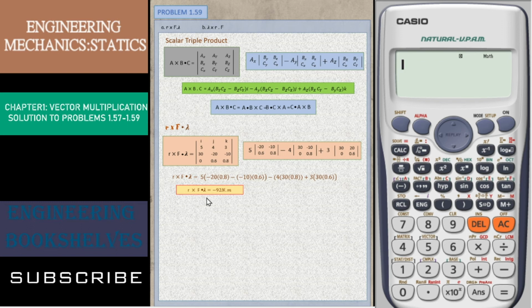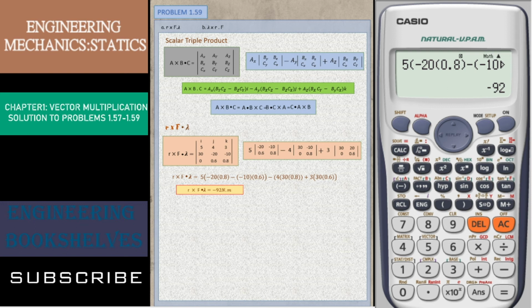And here we can solve for R times F dot the unit vector. So it is negative 92. To compute, it is 5 times negative 20 times 0.8, minus negative 10 times 0.6, minus 4 times the quantity 30 times 0.8, plus 3 times 30 times 0.6. So the answer is negative 92 Newton meter.